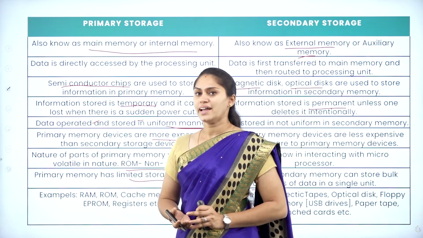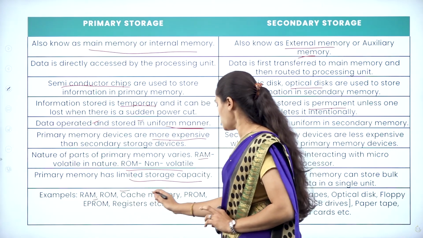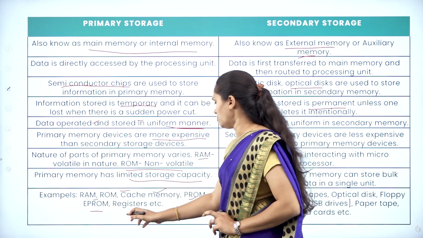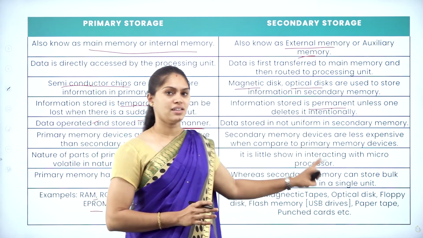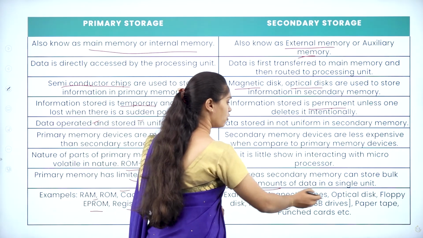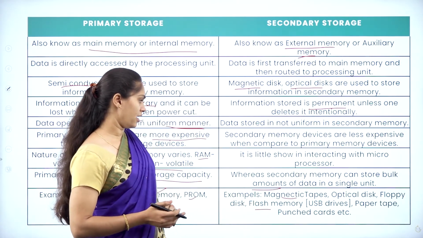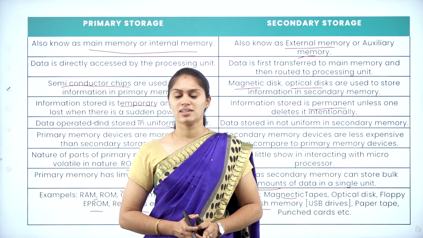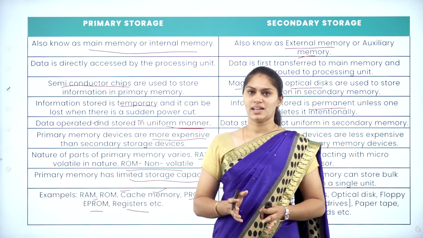Then what are the examples of primary and secondary memory? RAM, ROM, cache memory, PROM, which comes under types of ROM, and EPROM, and registers come under primary memory. And coming to secondary memory, magnetic tapes, optical disk, floppy disk and flash memory, that is USB drives, pen drives or punch cards, come under secondary memory. So these are the very important differences between primary and secondary memory.